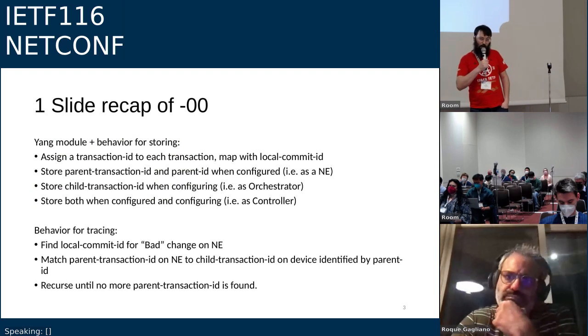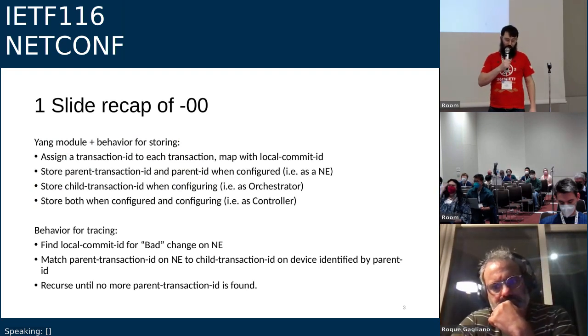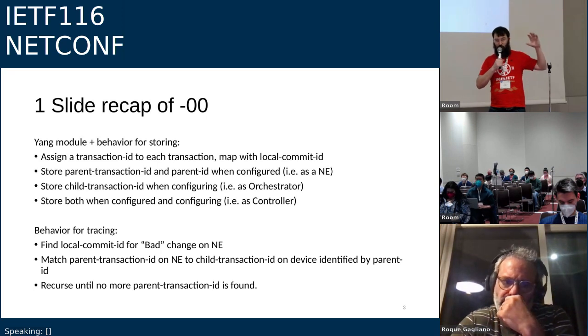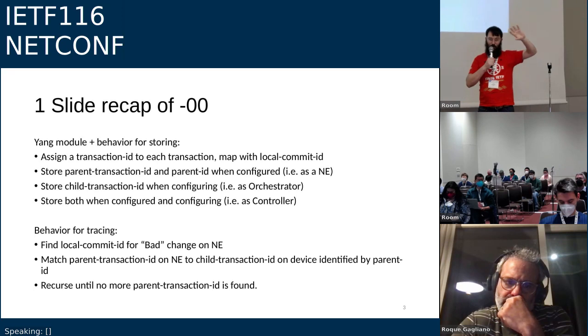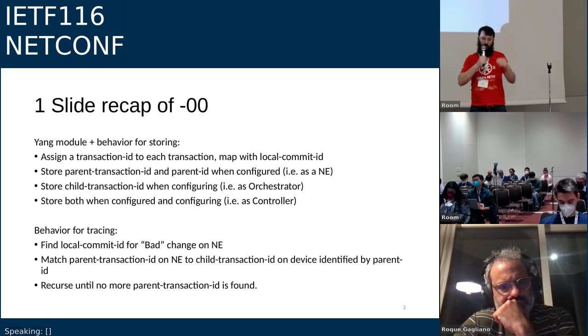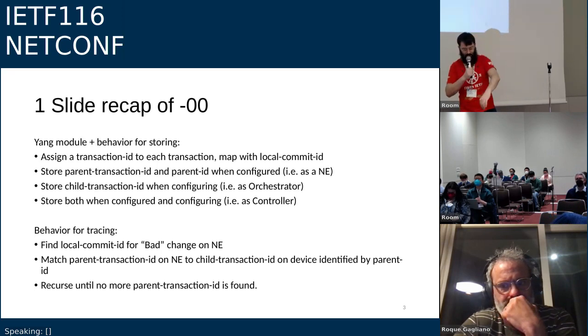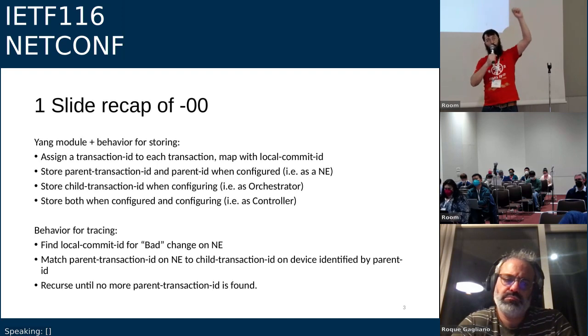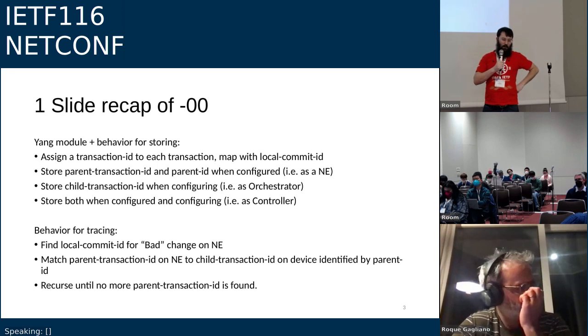So this is the recap quickly of what we put in the first version. To give a little bit more context, the idea is that we have a Yang module which basically maps whatever local identification of a configuration change we have to either the transaction that caused this change or the transactions that were triggered because of this change of local configuration, or both if it's something that is in the middle that is triggered and then triggers something. And so if we have this mapping between the transaction from the parent and the transaction to the children, then we are able to recursively go back to the top transaction. That was the main idea. Next slide, please.